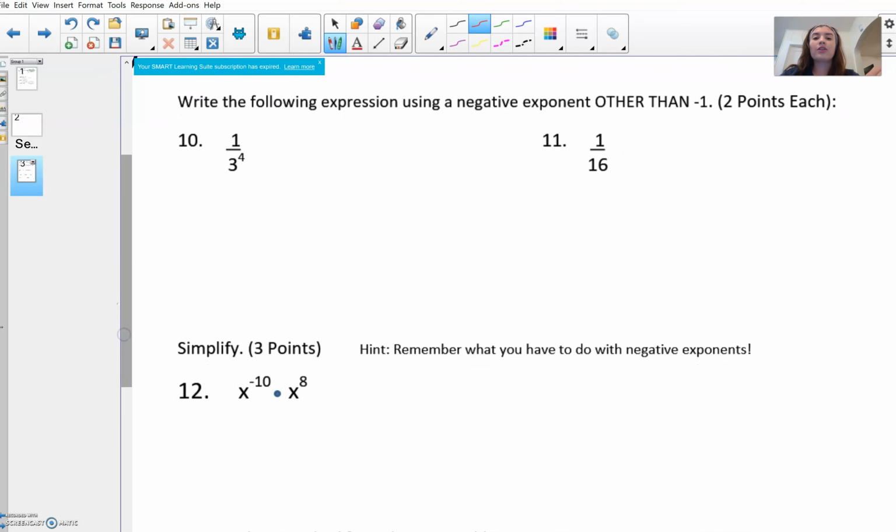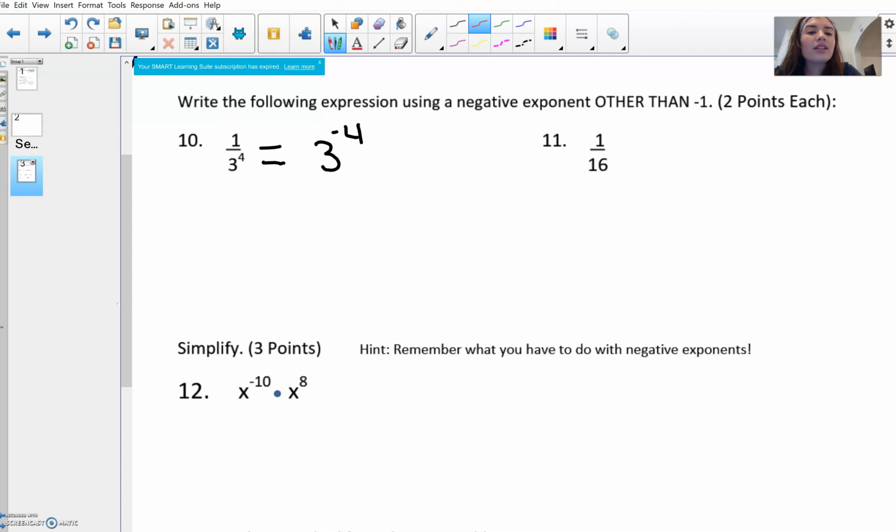So this is a math skill that we didn't really get to work on, but I just want to expose you guys to it. Write the following expression using a negative exponent other than negative 1. So for number 10, this is 1 over 3/4. So we know that if we are going to write this with a negative exponent, we would bring the 3/4 up and make it negative. This is just the reverse of what we did for 8 and 9.